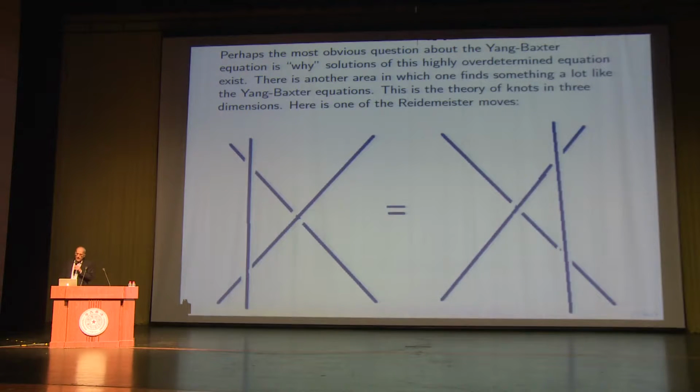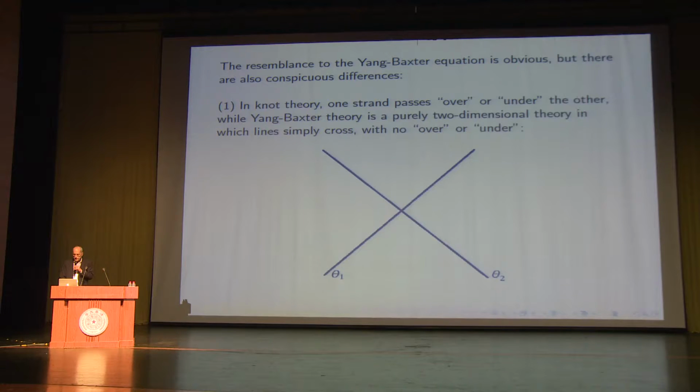So, in knot theory, you usually or often describe knots by projecting them to a plane and then giving some equivalences among such knot projections. Those equivalences are called Reidemeister moves. And here's perhaps the most important Reidemeister move. This picture is equivalent to this one. Now, there's an obvious resemblance to the Yang-Baxter equation, but there are equally important differences.